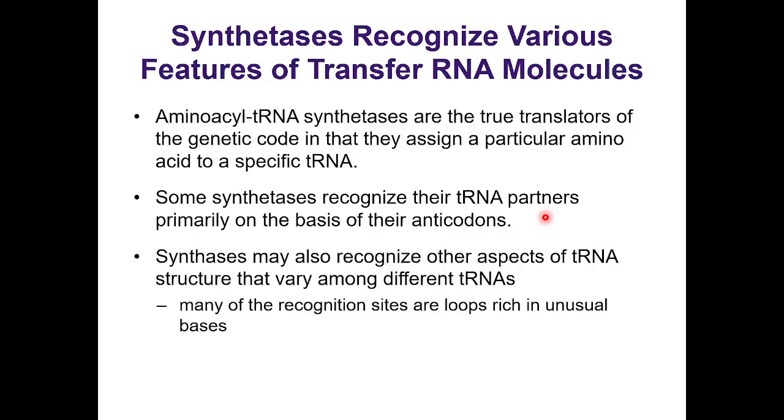No? Fantastic. So the amino acid tRNA synthetases, these are going to be the true translators of your genetic code. They're going to assign a particular amino acid to a specific tRNA. The synthetases are going to recognize the tRNA partners. This is primarily on the basis of their anticodons. These synthetases may also recognize other aspects of tRNA structure that vary among different tRNAs. Many of the recognition sites are loops that are going to be rich in unusual bases.